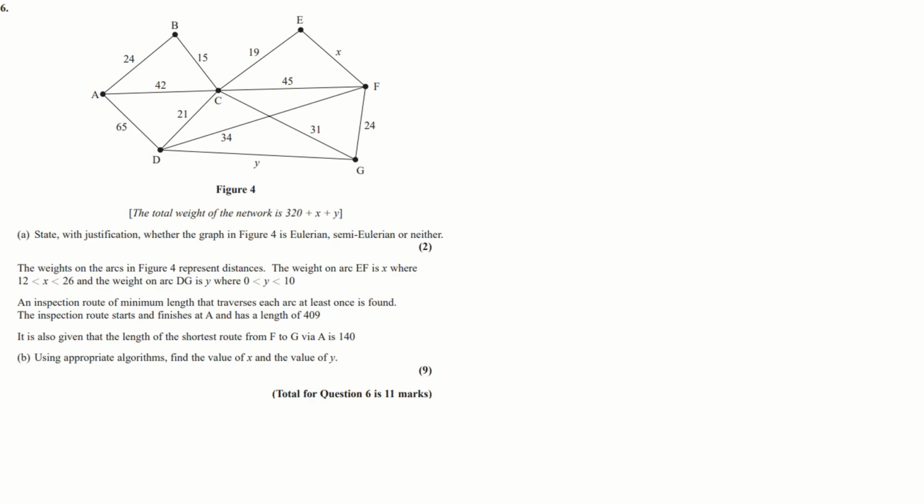6 is quite cool. So you've got this graph here with all these numbers. State with justification whether the graph is Eulerian. So a graph is Eulerian if it has no odd nodes at all, if all of the nodes have even degree, and it's semi-Eulerian if exactly 2 of them have odd degree. And A has an odd degree, and so does G. They're both degree 3. So this is semi-Eulerian.